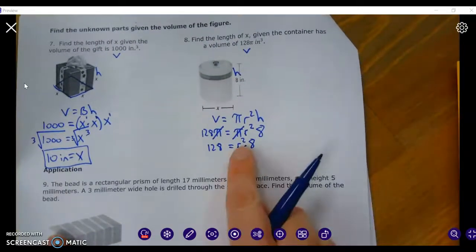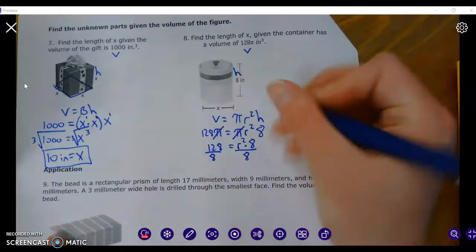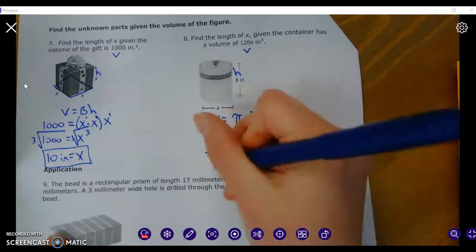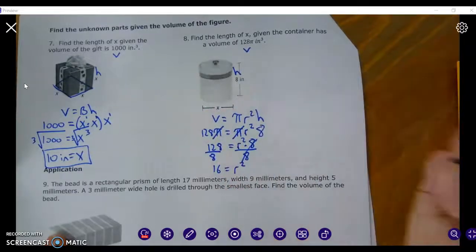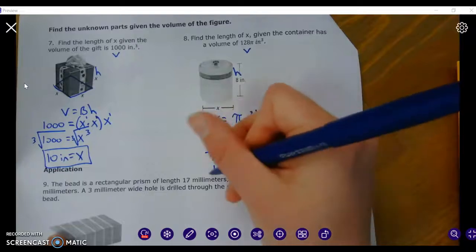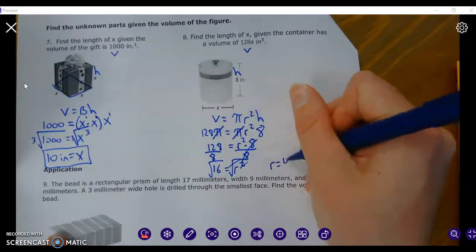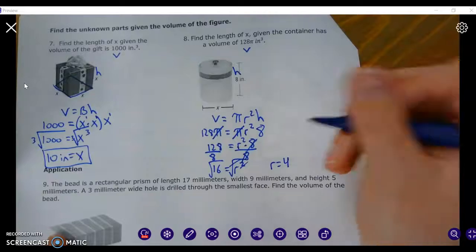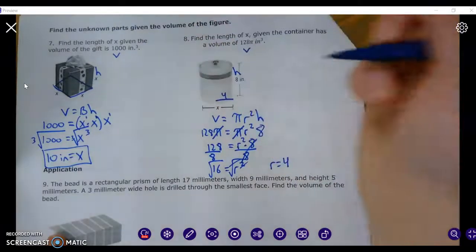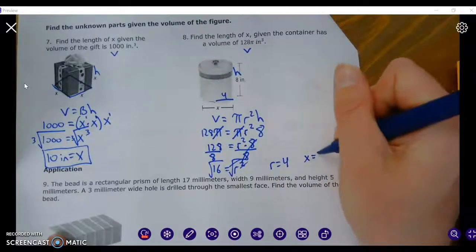So then we want to get r by itself. So I'm going to divide both sides by 8. And 128 divided by 8 is 16. And then we always have to take that square root at the end. So our radius is 4. But x is asking for all the way across, so we just want to double that. So x would be 8.